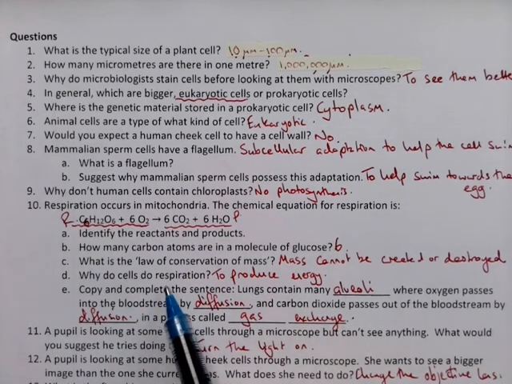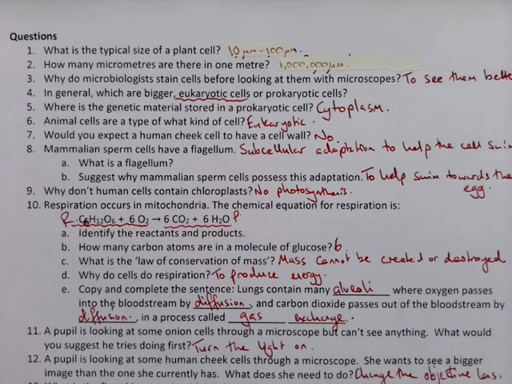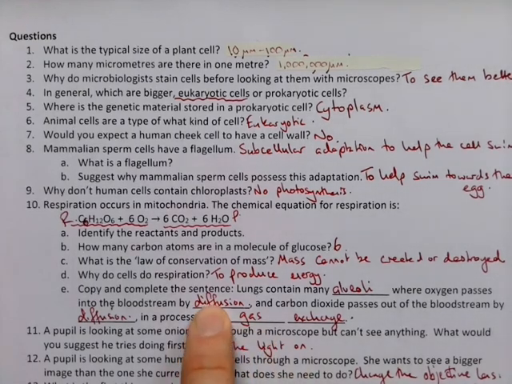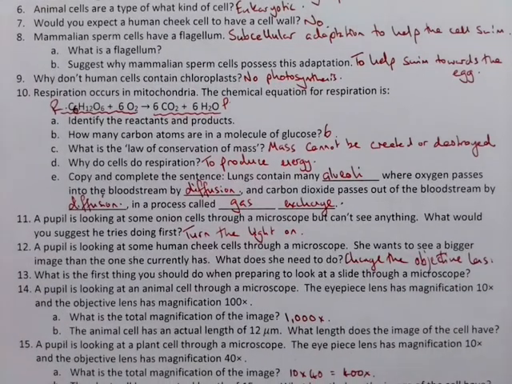Why do cells do respiration? That's to produce energy, of course. Copy and complete the sentence. Lungs contain many alveoli where oxygen passes into the bloodstream by diffusion and carbon dioxide passes out of the bloodstream by diffusion in a process called gas exchange. I'm very confident that you all got that one right. Some of you may have thought that this here was gas exchange, but you remember that the movement between the alveoli and the blood, that's diffusion, and the overall process is gas exchange. Okay.